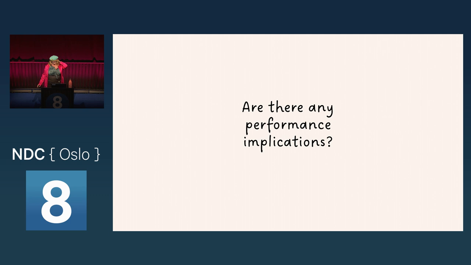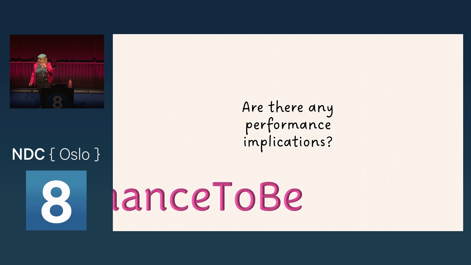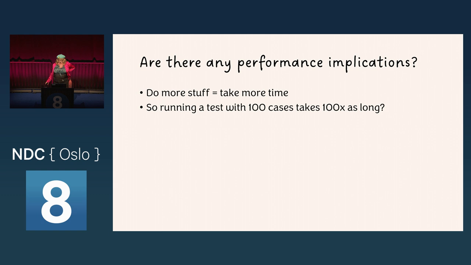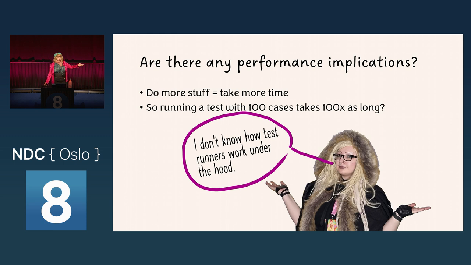Next question is, are there any performance implications? To which the answer is yes, no, sort of, it depends on what you mean by performance. So one really unfortunate rule of the universe is that doing more stuff means it takes more time. So FsCheck is running your tests 100 times, so it's going to take a bit longer. Should it take 100 times as long? This is where I'm probably going to sound like a complete idiot in front of you. I don't actually know how test runners work under the hood, mostly because I don't really care how test runners work under the hood. As long as they work, that's fine by me.